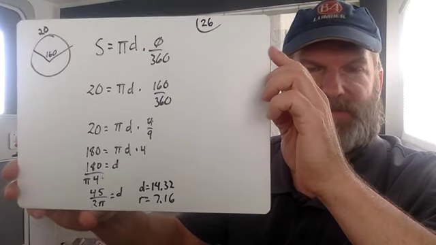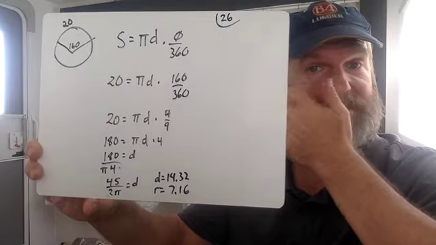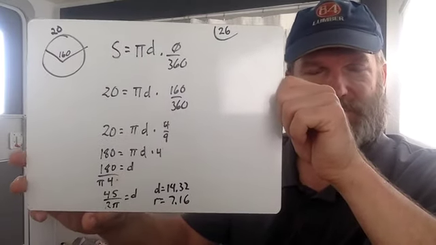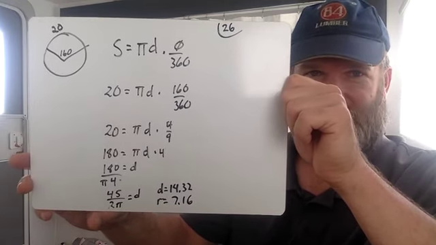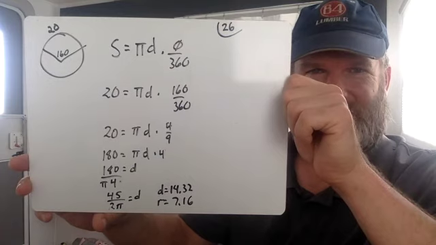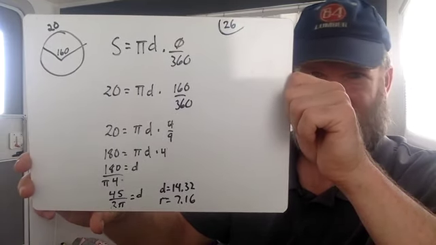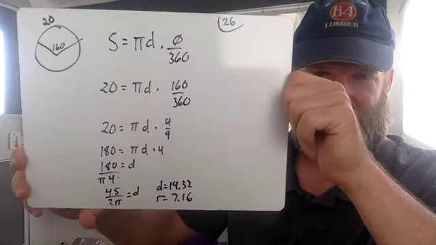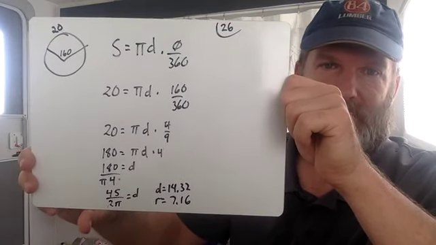So you start off with the same formula, S is equal to pi d times theta over 360, and then you solve it for radius, which, if you look, there is no radius in this formula, so that can be a little confusing as well, but radius and diameter, they're pretty similar. Diameter is twice as much as the radius. So if you could solve for the diameter, you could just split your answer in half at the end because radius is half of the diameter. So we're going to go ahead and solve for diameter in this problem.